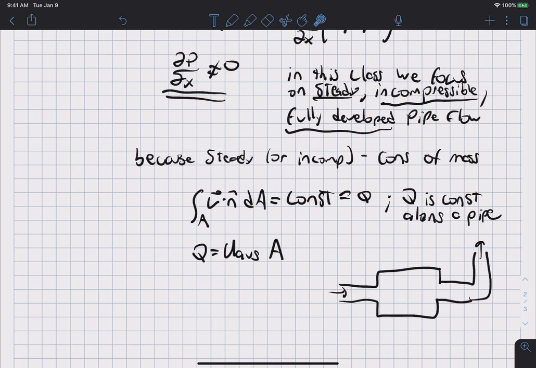Okay, and if you need the average velocity profile, or the average velocity, you can just simply take Q and divide it by the local cross-sectional area, as you guys have done all kinds of times in class.